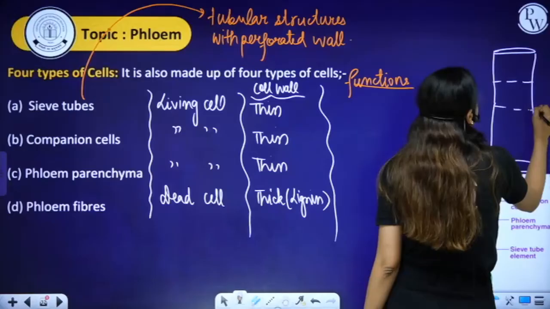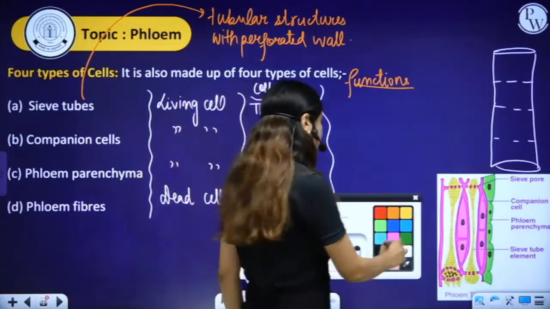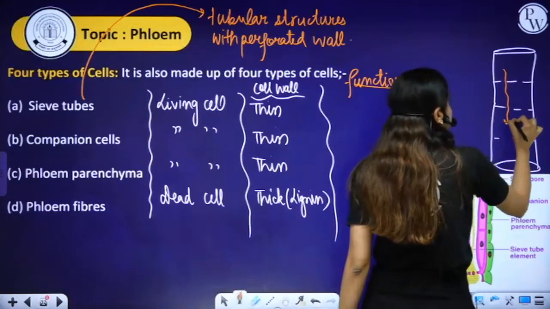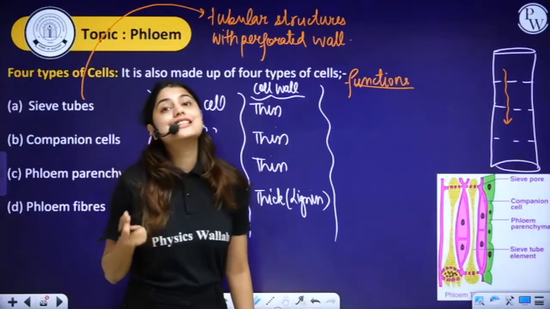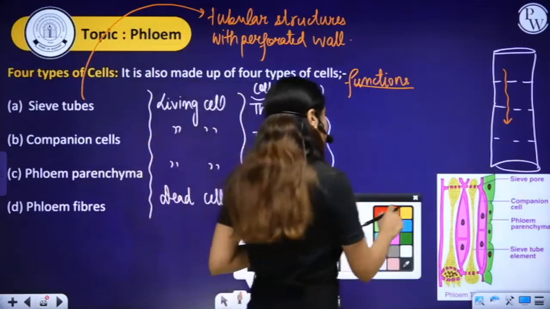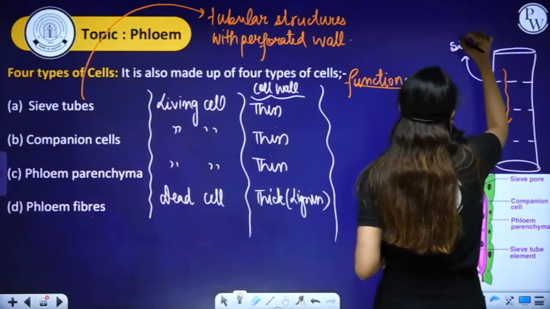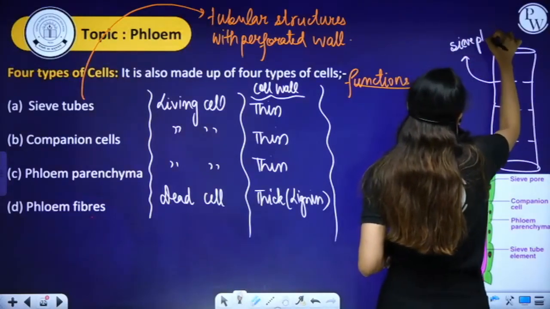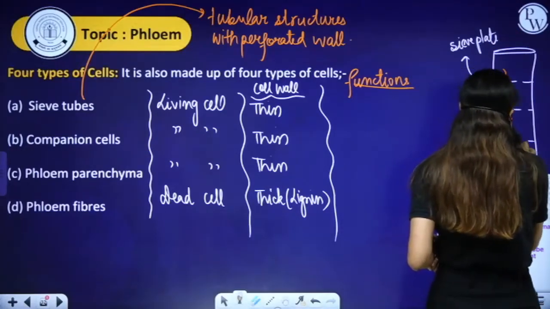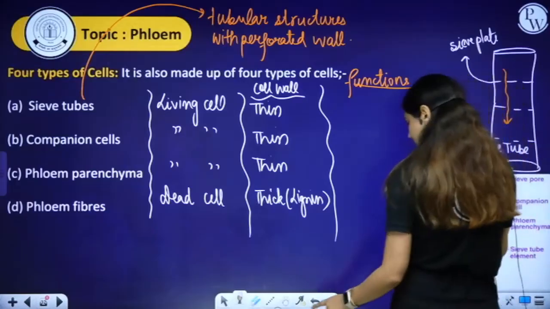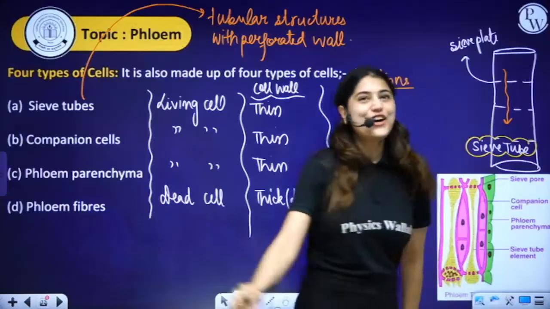Why are there pores in the walls? Because food can be transported through these. And these perforated walls are called a sieve plate. We call these walls a sieve plate. And this is my sieve tube. Clear or not?